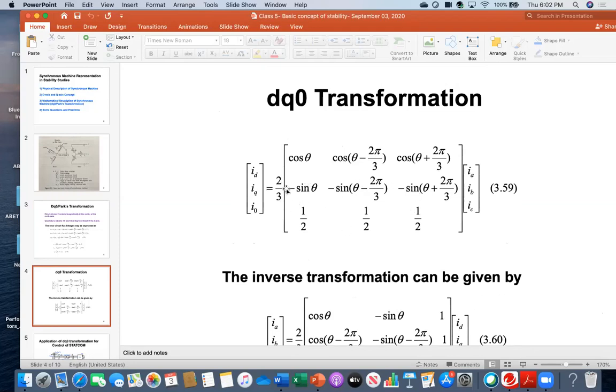This means, you see, this is just 2/3, and if you just know the theta, then this will be just some number. And now if you know the IA, IB, IC quantities, then you just apply this matrix. Directly you are getting ID, IQ, and I0.